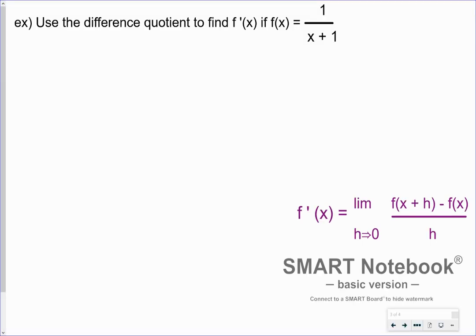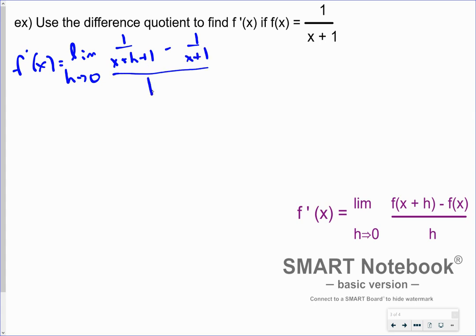All right, so let's go for f prime of x, which is the limit as h goes to 0 of, now the function, f of x plus h. You're going to put an x plus h in there. 1 over x plus h plus 1 minus 1 over x plus 1, all over h. Now, ladies and gentlemen, earlier in the year, we played with these things called complex fractions. That's what we're looking at here right now.